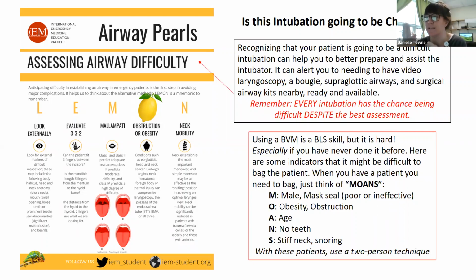And so the first one is, can they fit their 3 fingers between their incisors? So can they open their mouth wide enough to fit their 3 fingers in? That gives you a little bit of an idea of how much flexibility of their jaw. Is the mandible length 3 fingers from the mentum to the hyoid bone? So from here to here, is that 3? Some people don't have much of a chin, and so it leads you to think that might be more of an anterior airway. And then the 2 is the distance from the hyoid to the thyroid. So from about here down to your thyroid, is that at least 2? That's kind of what we're looking for to see if it's difficult or not.